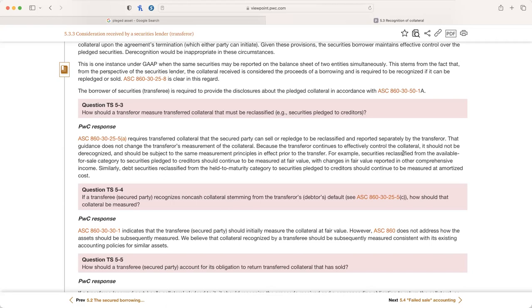For example, securities reclassified from the available for sale category to securities pledged to creditors should continue to be measured at fair value, with changes in fair value reported in other comprehensive income. Similarly, debt securities reclassified from the held to maturity category to securities pledged to creditors should continue to be measured at amortized cost. So it's the same thing that they're reducing it as you're paying more money in, which would go to investors, and you're paying the interest. So this is how they make the money back.